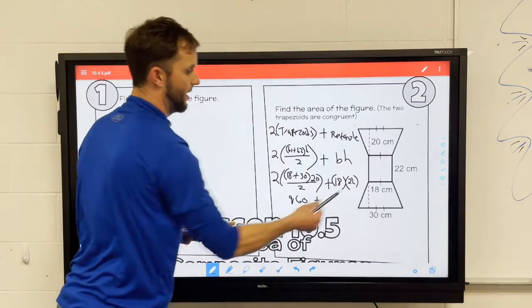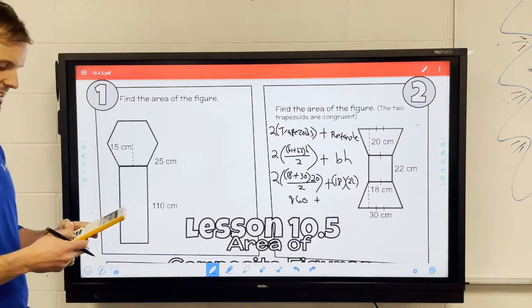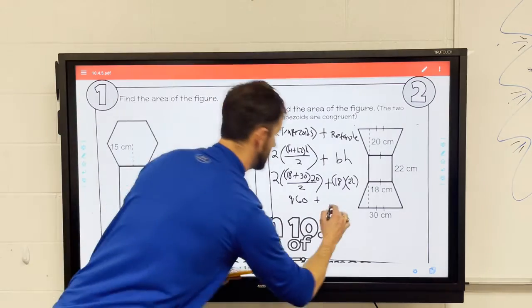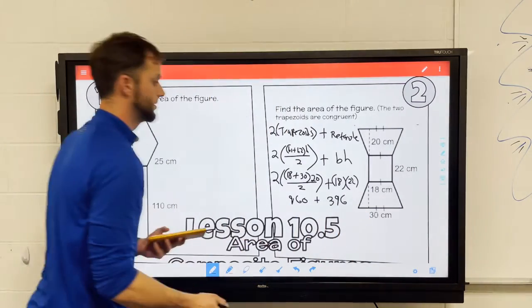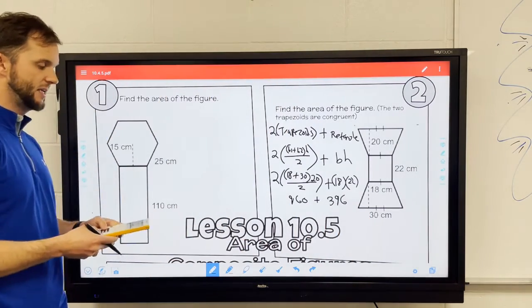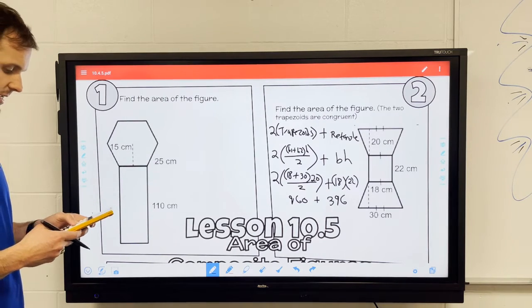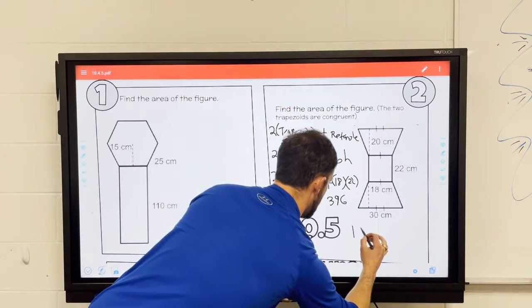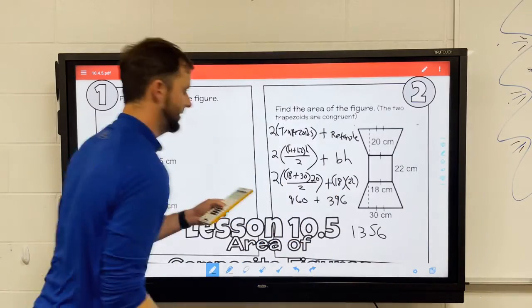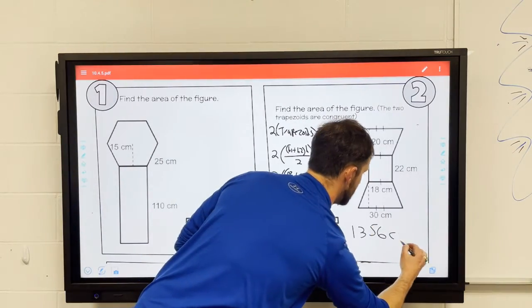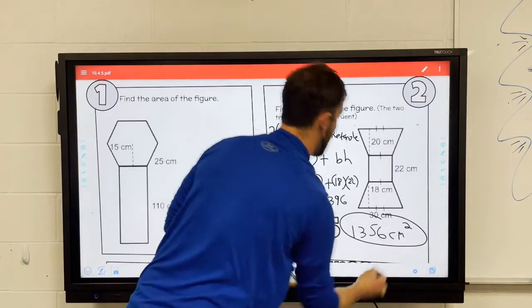And then the area of my rectangle in the middle is going to be 18 times 22, which is going to give you 396. So now I just have to add all the areas together. So 396 plus 960 is going to give you 1,356. And again, that's in centimeters squared because I'm doing area.